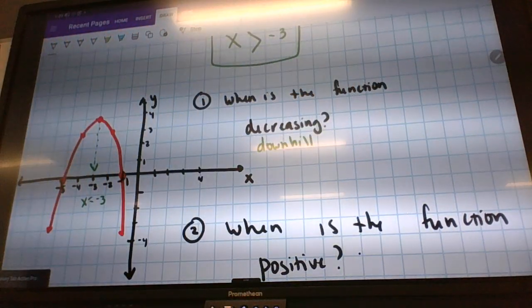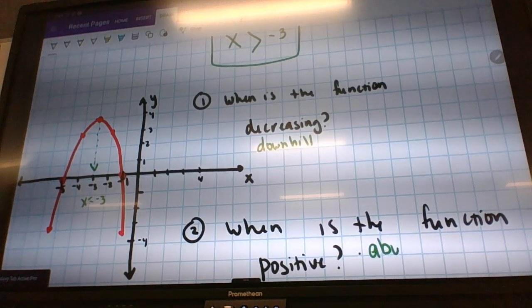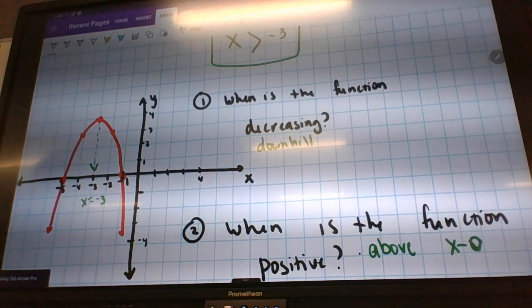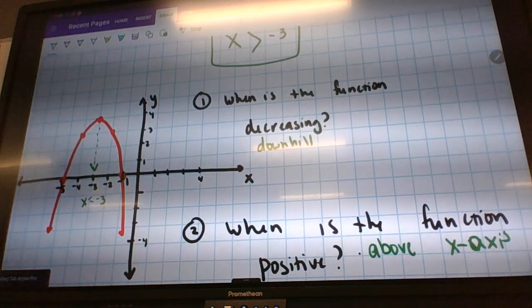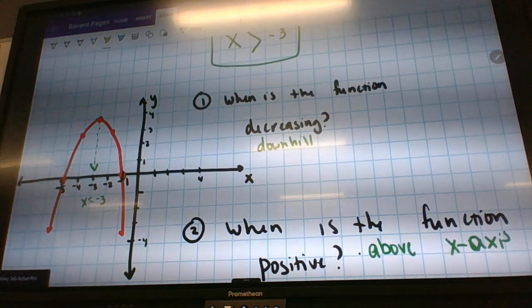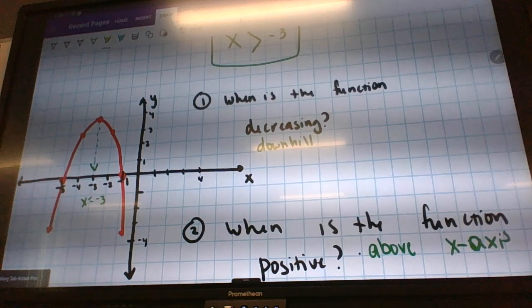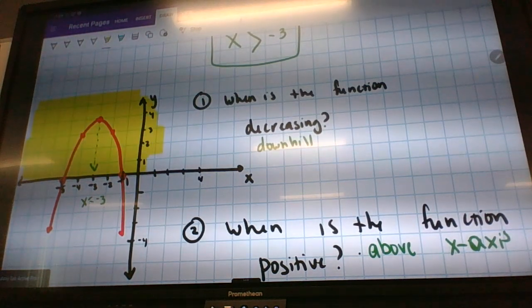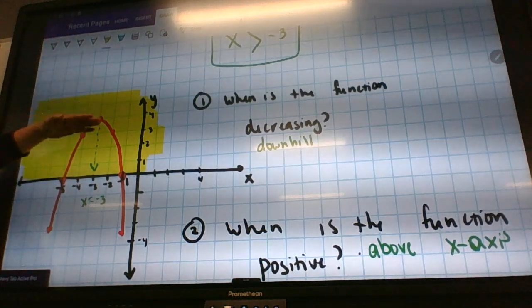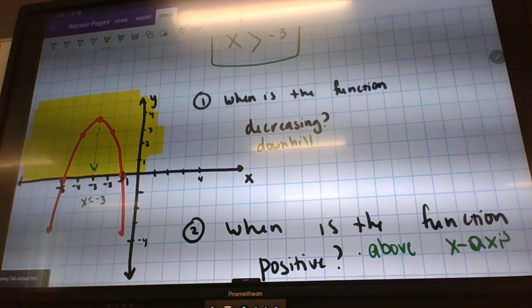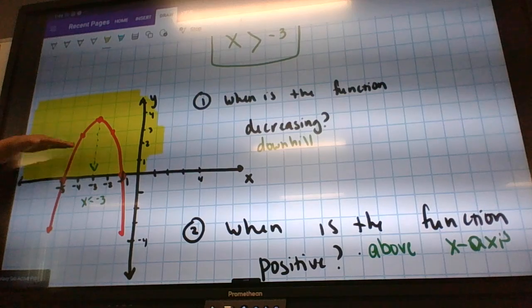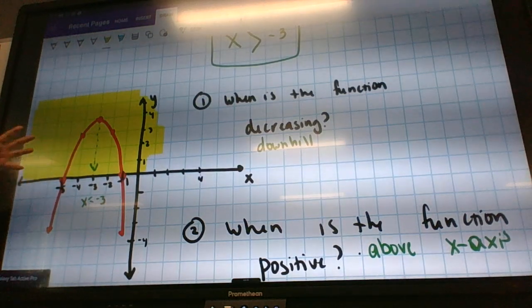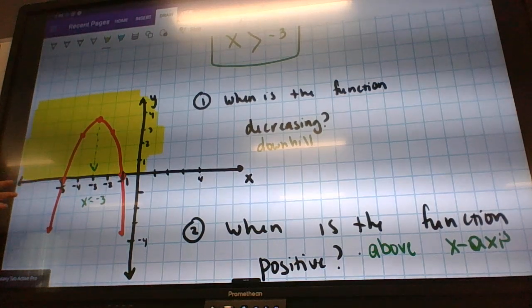All right, let's take a minute. This is what I want to remind you: positive means above the x-axis. We haven't talked about that in a long time. I'm going to go ahead and highlight above the x-axis. Up here, this red line is above the x-axis. So the red line is quite a bit above the x-axis. It's positive in several places.